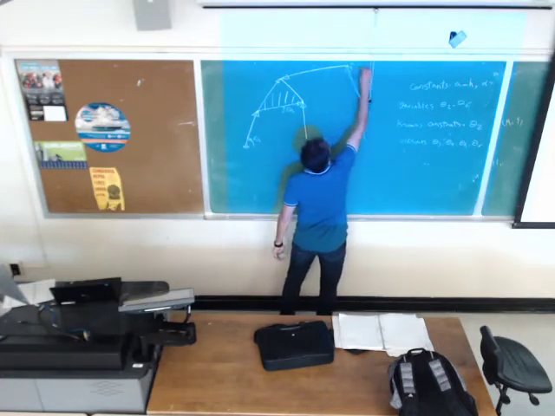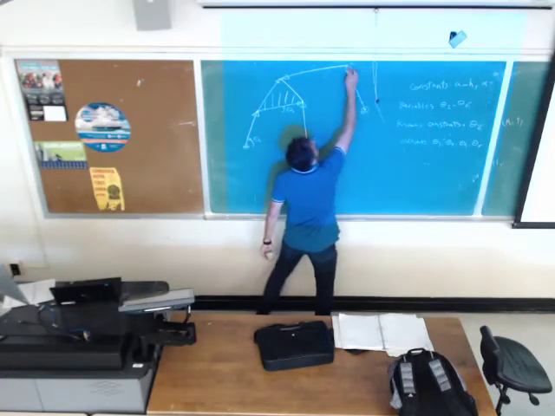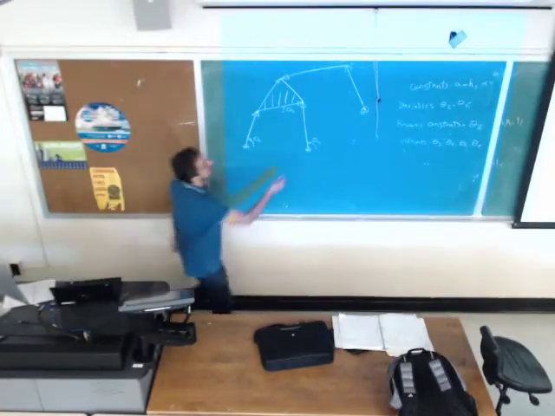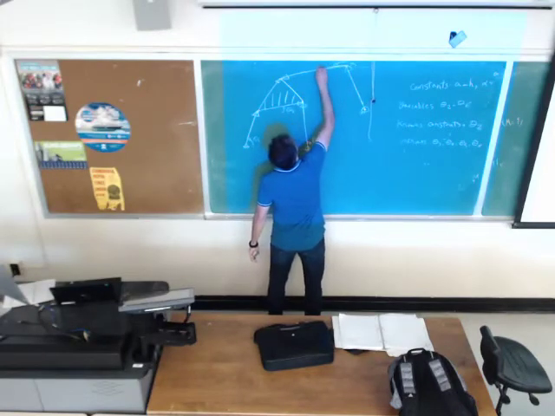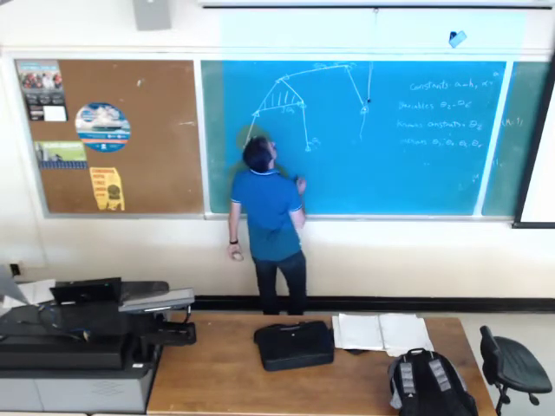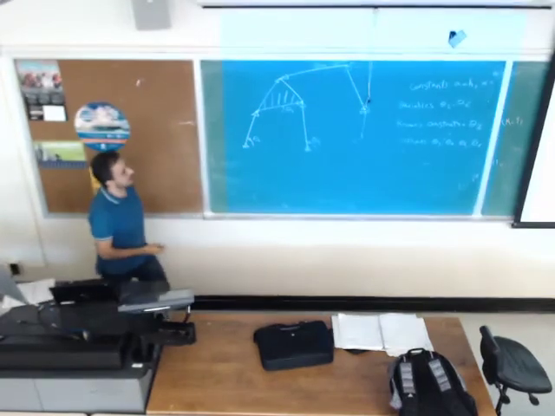We have 6 links. All joints are rotational. One link is not moving, it's the ground, so I should have 5 angles: theta 2, theta 3, theta 4, theta 5, and theta 6.